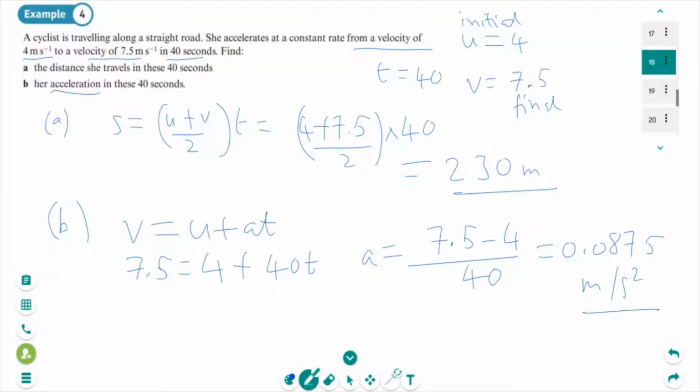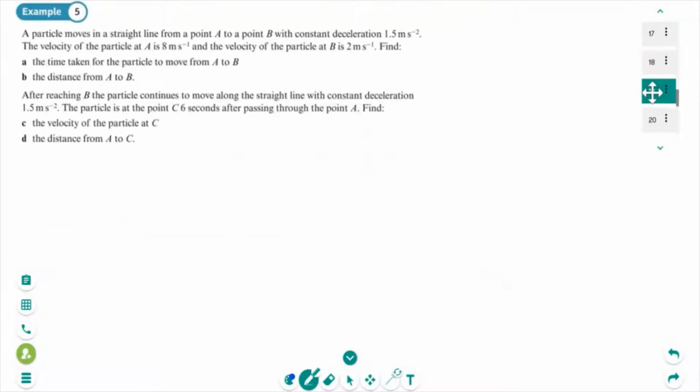Example 5. A bit longer. The first part: a particle moves in a straight line from point A to point B with constant deceleration 1.5 meters per second squared. Deceleration means the velocity is slowing down, so a is minus 1.5. Whenever you see deceleration or retardation, we're talking about a negative acceleration, negative 1.5.